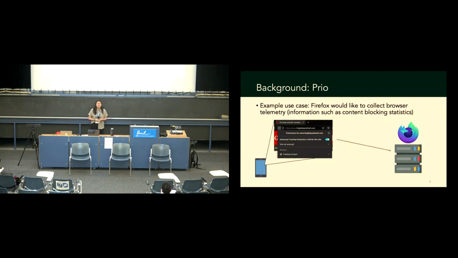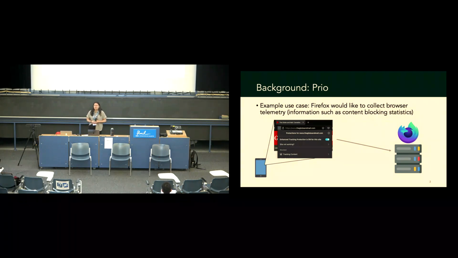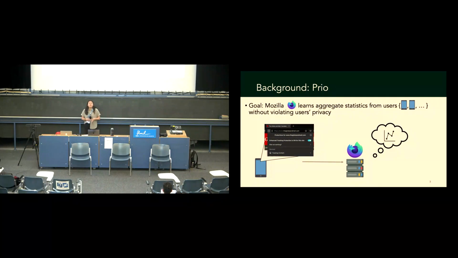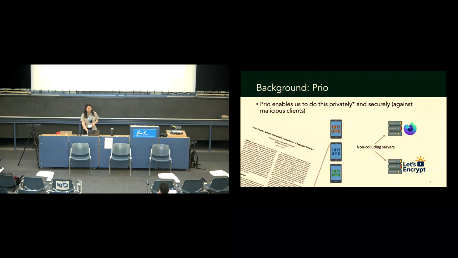So for some background, I'll first explain what Prio is, and we'll look at an example use case where Firefox would like to collect browser telemetry, so information such as content blocking statistics from its users. Here, Mozilla would like to learn some aggregate statistics about things like content blocking from its users without violating their individual privacy. So we're looking at things like sums and means here. And Prio enables us to do this privately and securely.